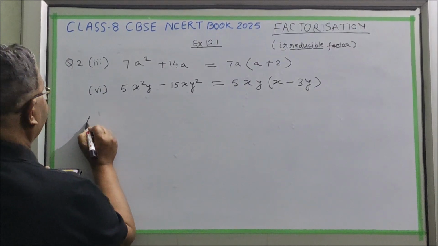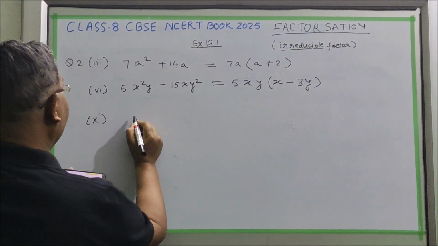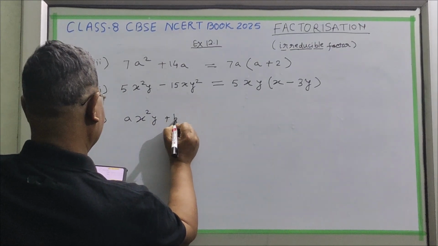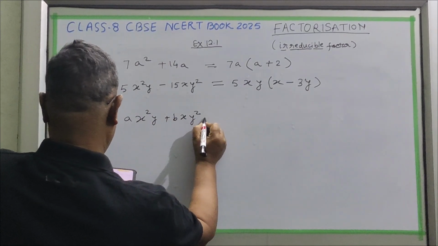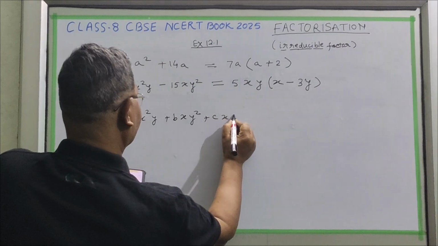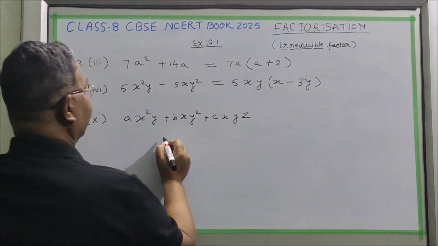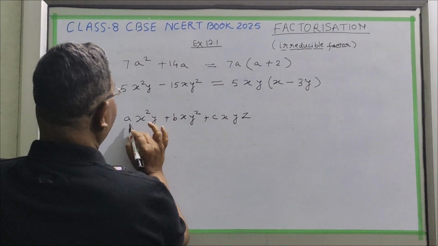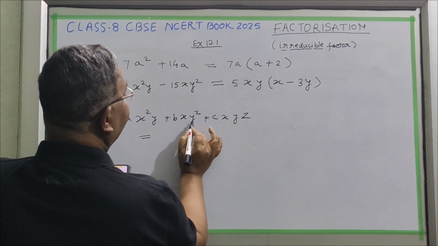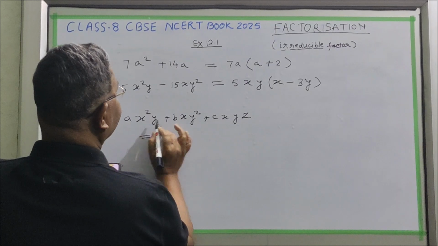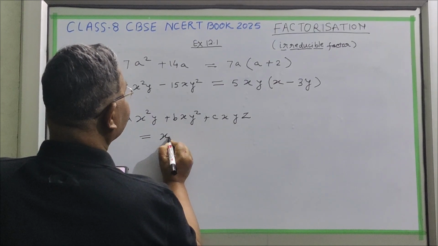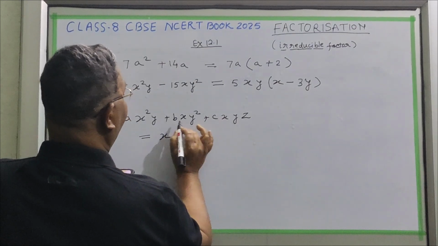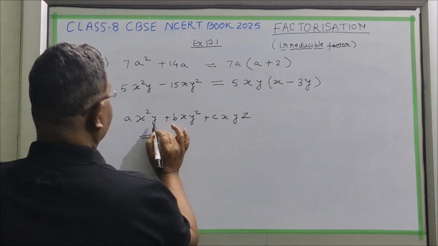Then we will take the 10th question. Very simple questions are there. ax2y plus bxy2 plus cxyz. So here you have to take out the common factor. Here a is not there in all the terms, but x is, so x you can take. Okay, y also, in all the terms you have to see, y is here.